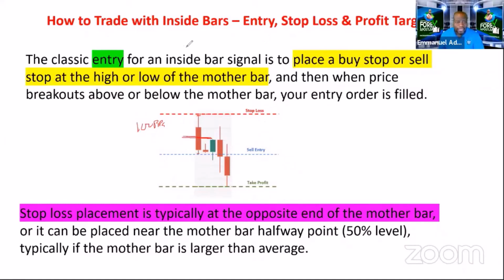I want to be sure that it makes sense to you. Does that make sense? If the mother bar is big enough, let's say like 100 pips, and the inside bar is like 20, 15, or 30 pips, then you can put your stop loss at the middle, 50% middle of this mother bar. Okay, so that is the strategy right there.